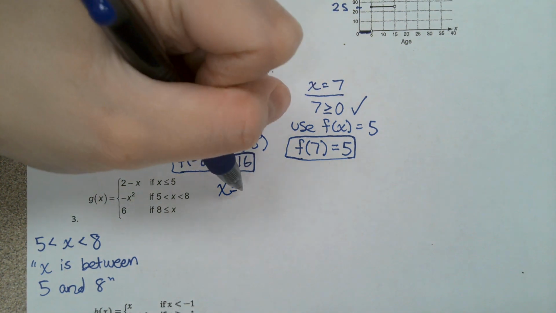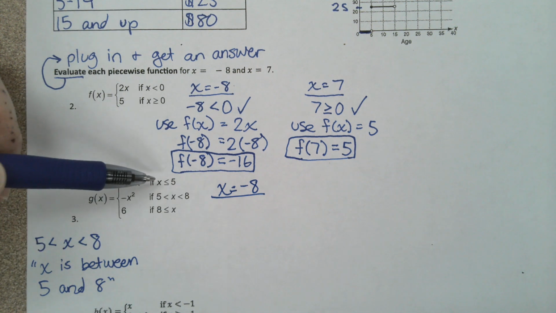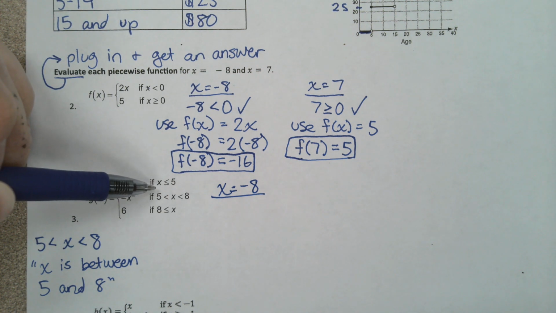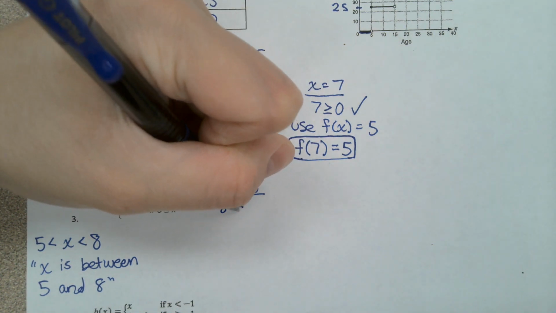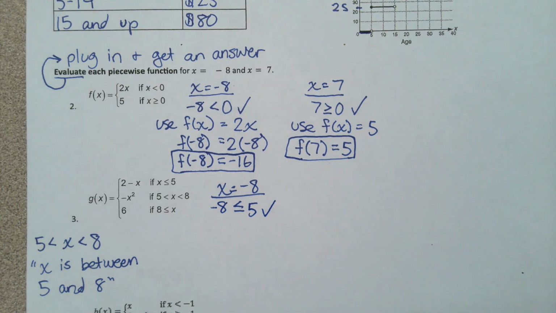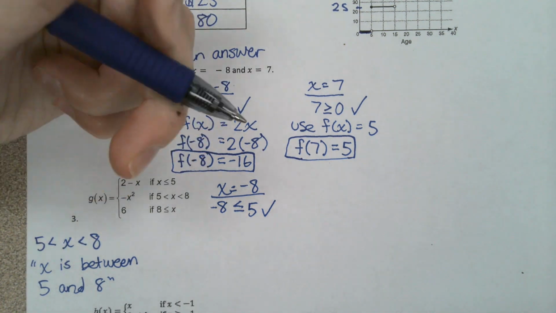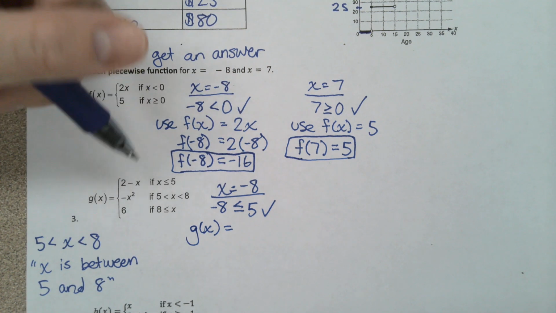Let's start with negative 8. X equals negative 8 from the directions. We're going to start with the top one and work our way down. Is negative 8 less than or equal to 5? Yes. Negative 8 is less than or equal to 5. That's the one it works for, so we're going to use the first function. So we have g of x equals 2 minus x.